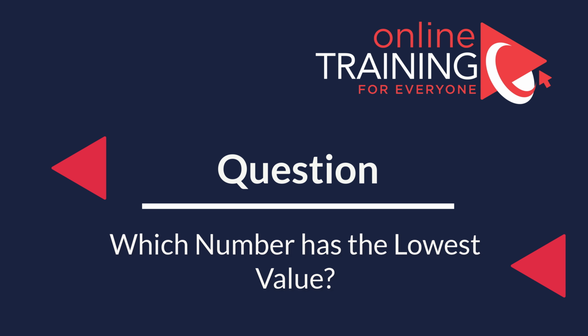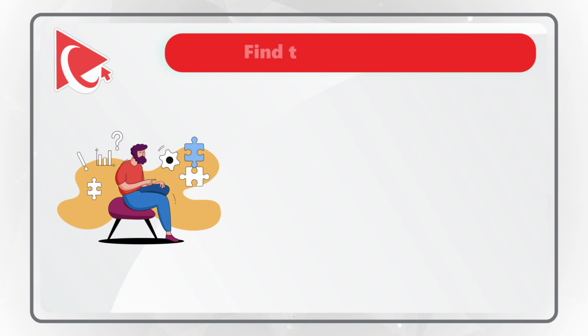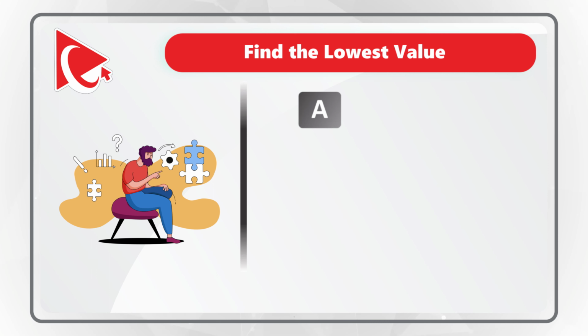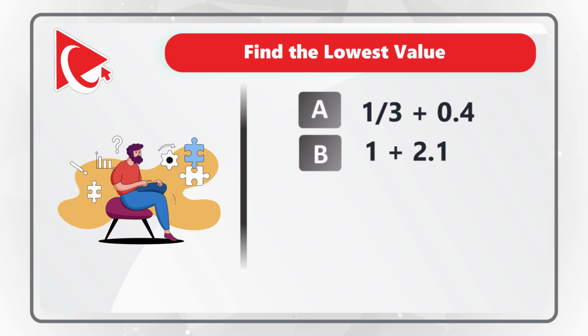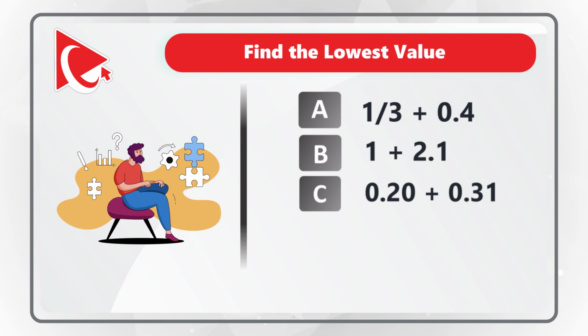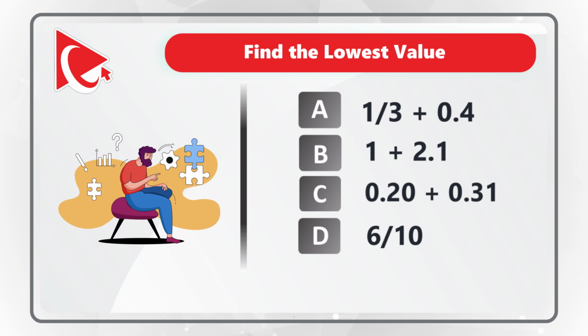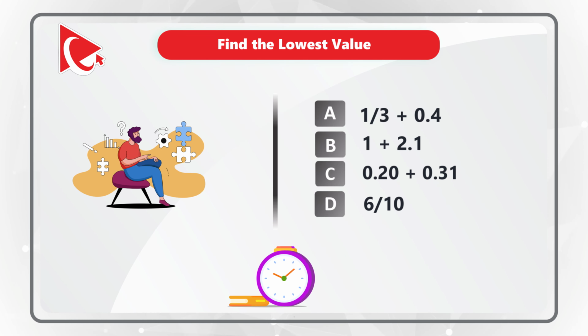You need to determine which number has the lowest value, and you have 4 different choices. Choice A, 1/3 plus 0.4. Choice B, 1 plus 2.1. Choice C, 0.2 plus 0.31. And choice D, 6/10. Give yourself a few seconds to see if you can come up with the solution.